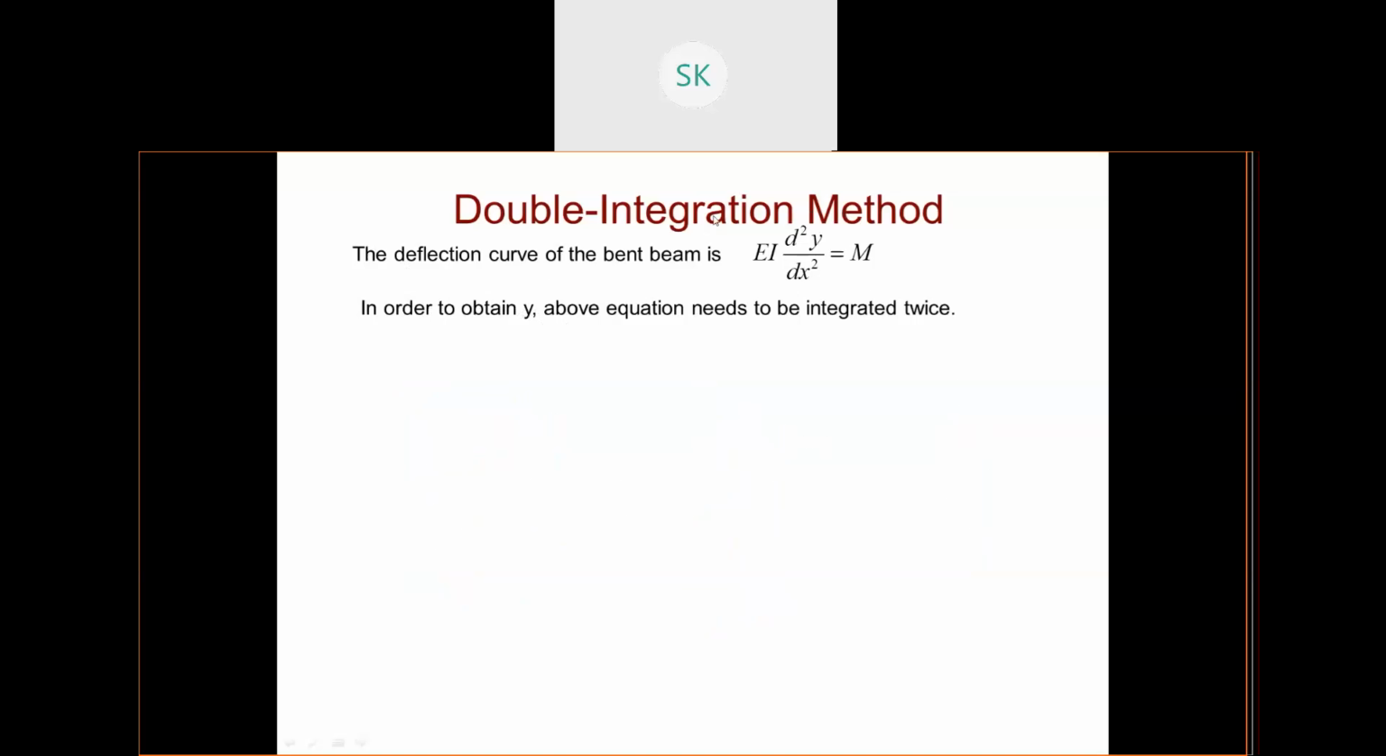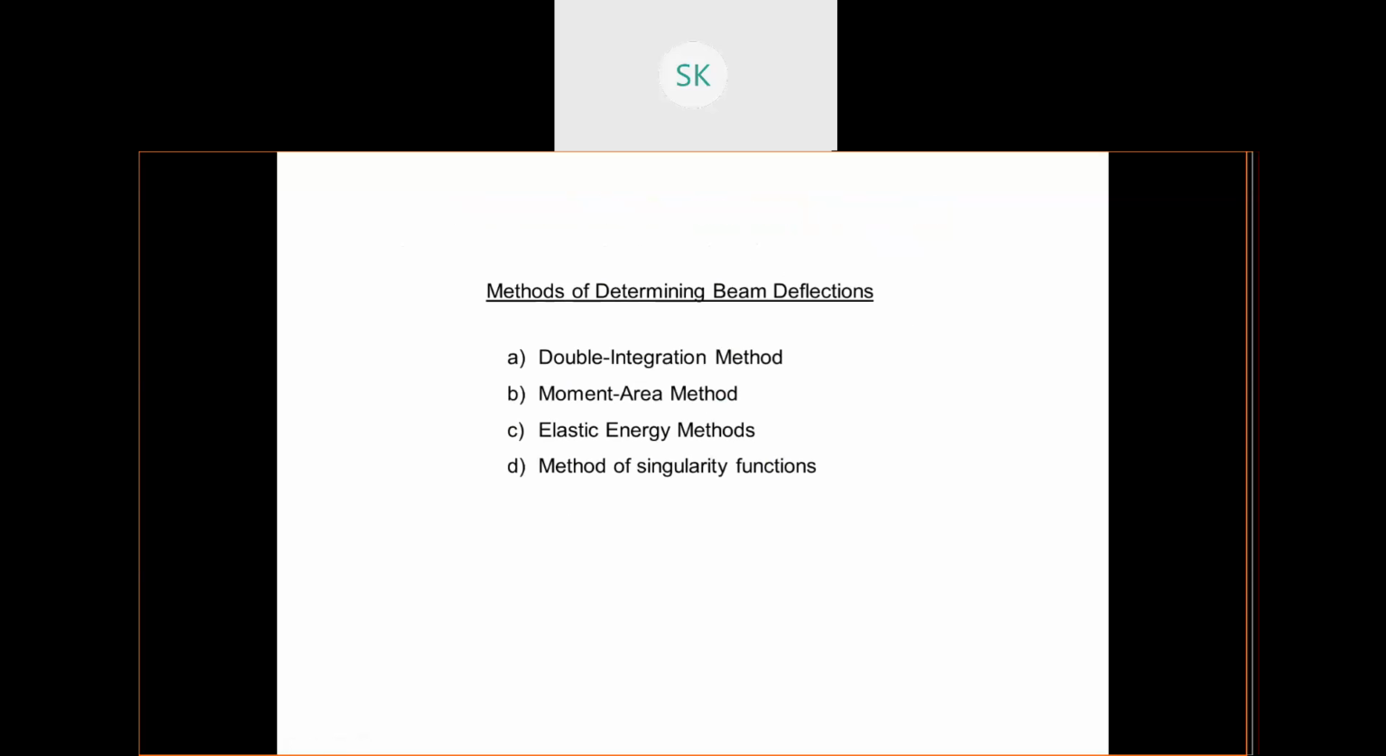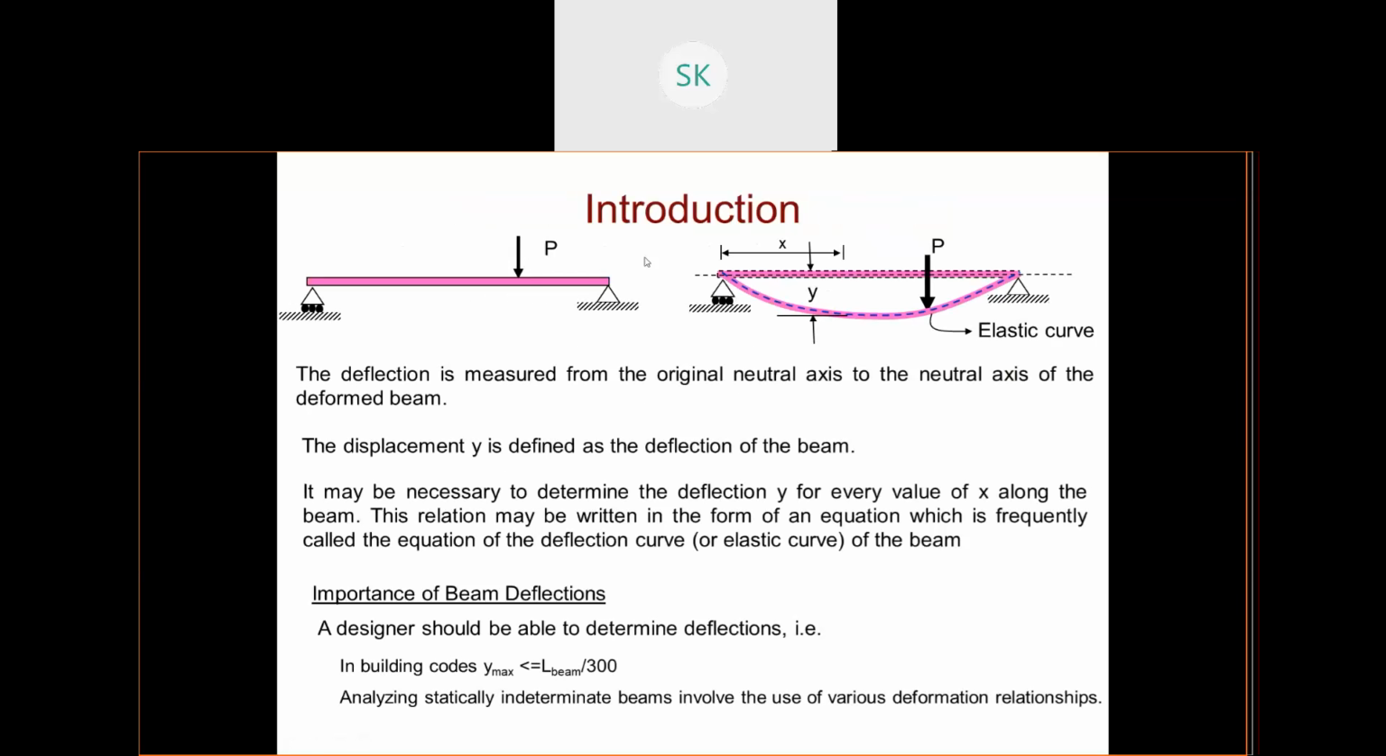This is the beam deflection equation, the equation of the deflection curve. It is used in all cases to find the y value. And there will be one more term, slope. With deflection, you will get a slope also.